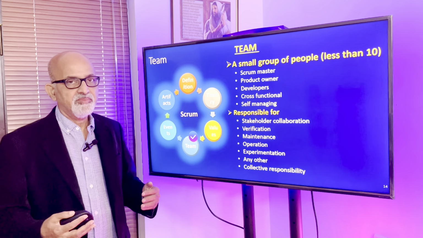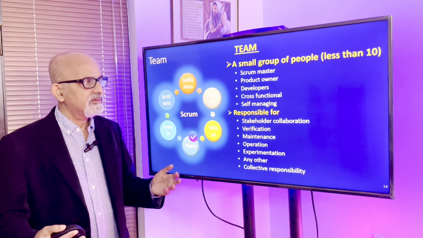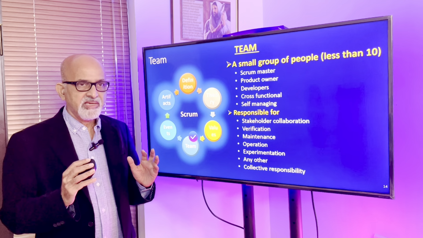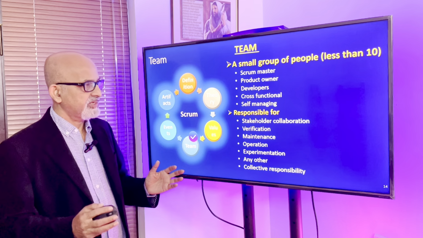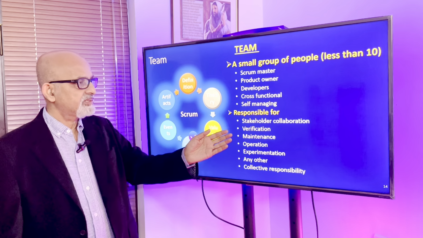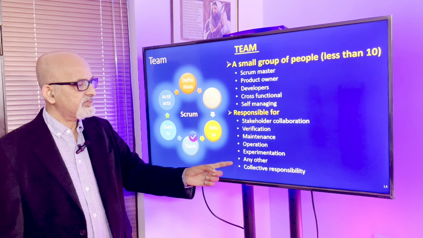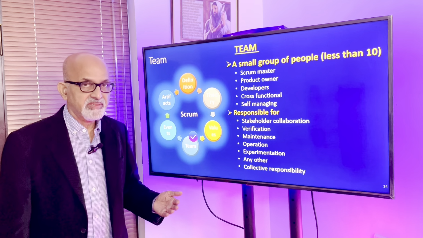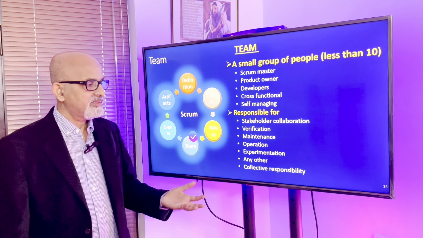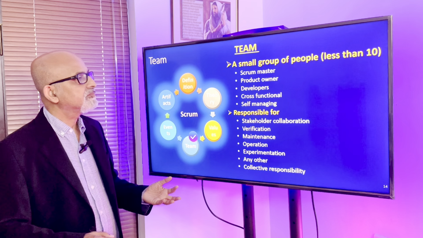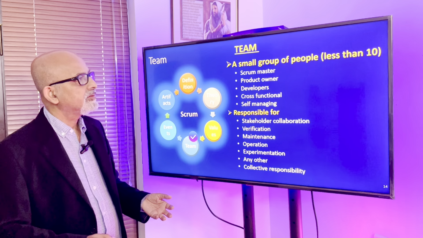And it is self-managing. The moment we say self-organizing team, in waterfall we are talking about command and control teams. Here, the team self-organizes. That means the team is capable of working without the direct supervision of a boss. They can make their own decisions and proceed. And the entire team is responsible for stakeholder collaboration, verification of work, maintenance, operations, experimentation, and anything else. The team has a collective responsibility. If the sprint is successful, the entire team is responsible for it. If the sprint fails also, the entire team is responsible for it. So that is about the team.